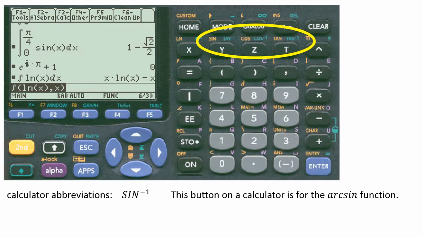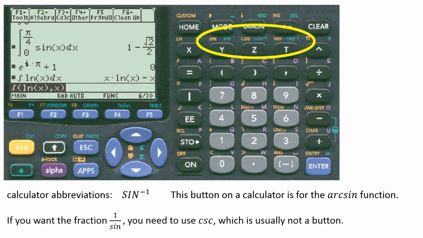So I have the inverse sine button. That's what they use for arc sine. If instead I want the fraction 1 divided by sine, I'd have to use cosecant, which you'll notice is not a button on the calculator.